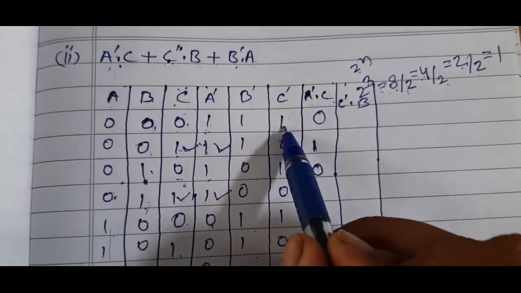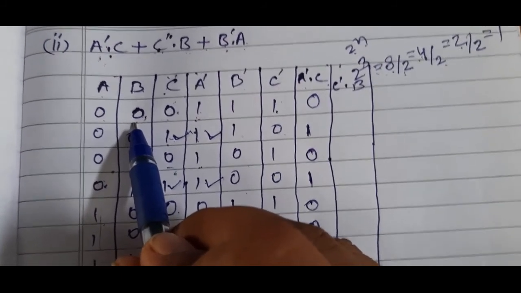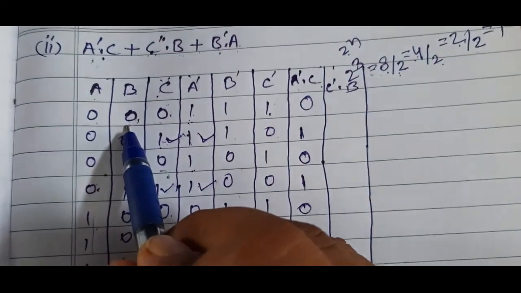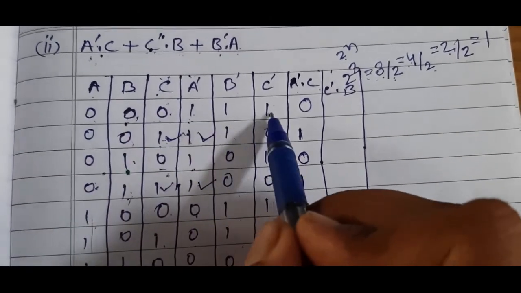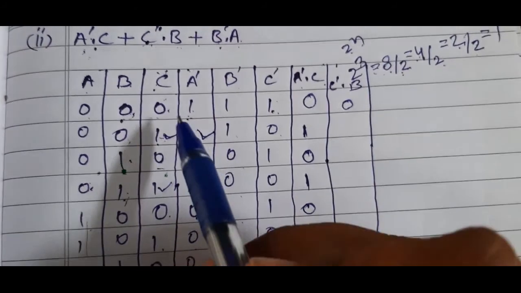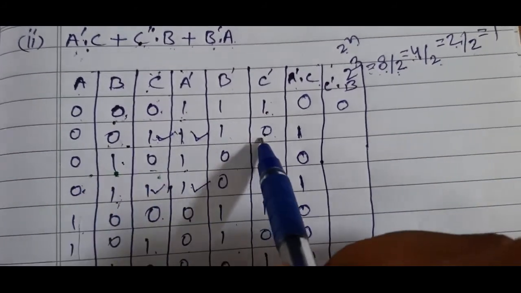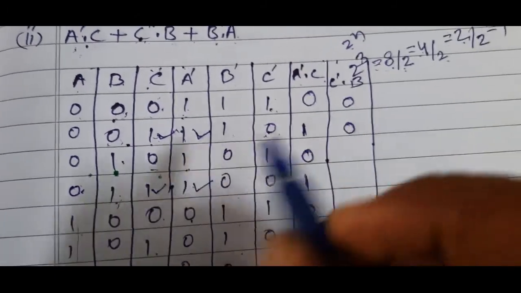C complement and B. So same AND condition. If both are positive, the output will be positive. So you can see here both are not positive, so the output will be negative. So let's check it in the second condition. Same, both are negative, so it is.